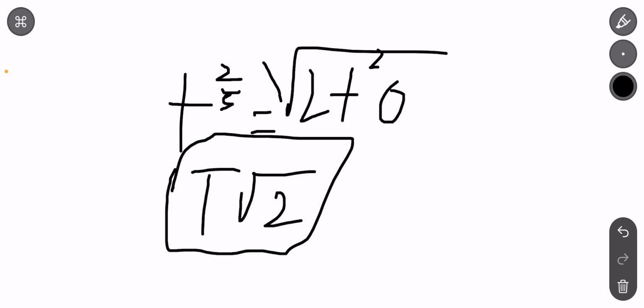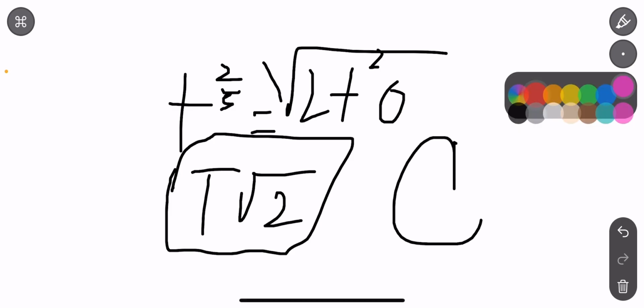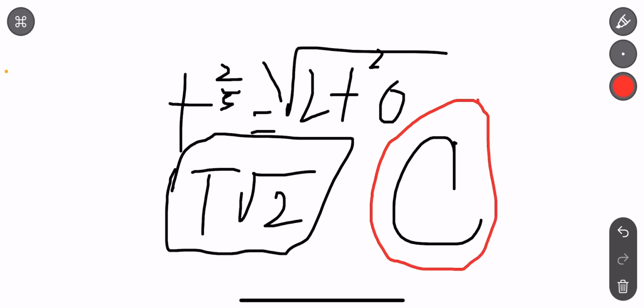So after you do that, we will know that C was the correct answer right here. I'm going to circle it so you can see. C. So C was the right answer. So it's been in the air time t square root of 2. Thank you.